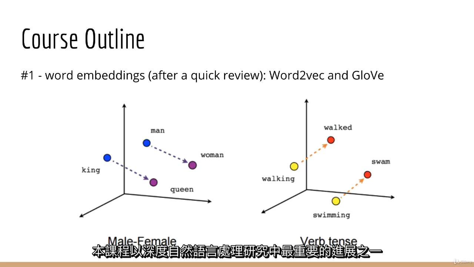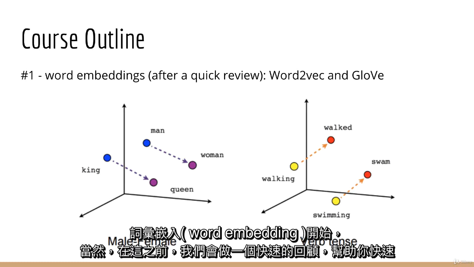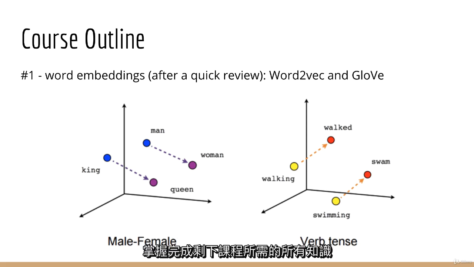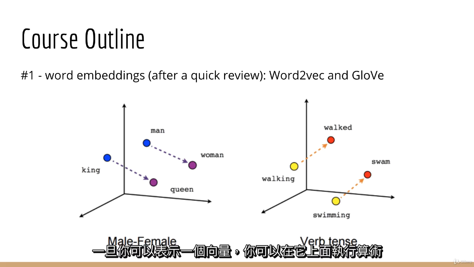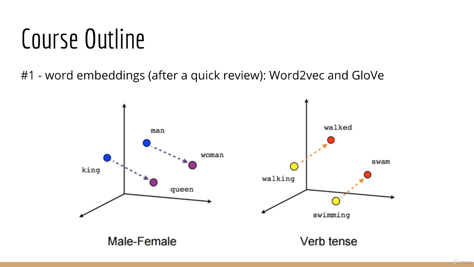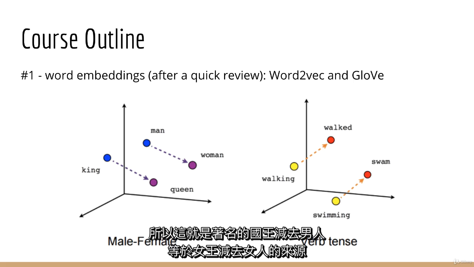This course starts out with one of the most important advances in deep NLP research, which is word embeddings. Of course, before doing this, we'll do a quick review to get you up to speed on all the knowledge you'll need to make it through the rest of the course. Word embeddings allow you to map words into a vector space. Once you can represent something as a vector, you can perform arithmetic on it. So this is where the famous king minus man equals queen minus woman comes from.